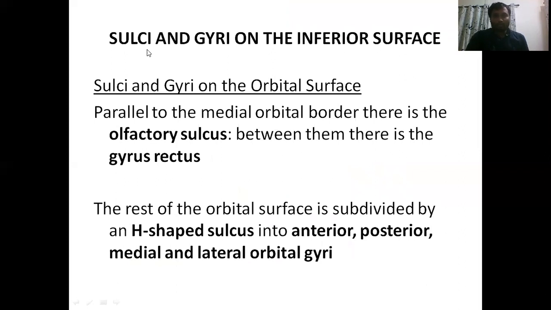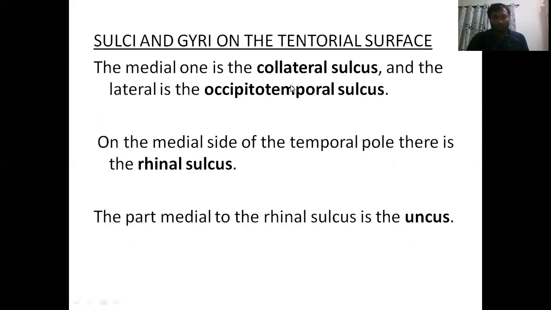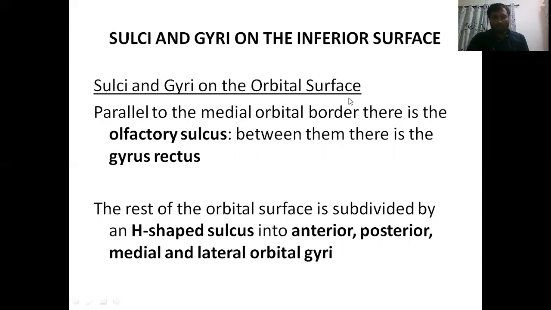Now we are moving to the inferior surface, the sulci and gyri of the inferior surface. See, I told you this inferior surface has two parts: the orbital surface and the tentorial surface. So first we have to discuss the sulci and gyri of the orbital surface. There we have one important sulcus, that is the olfactory sulcus.